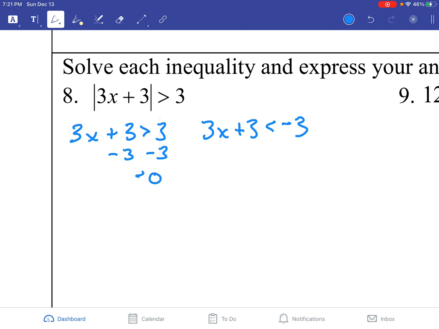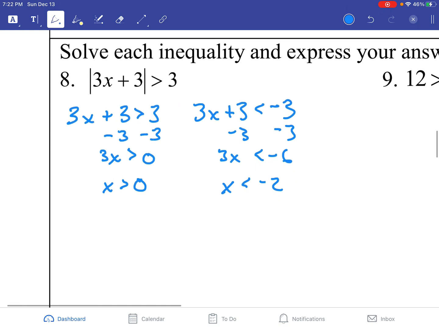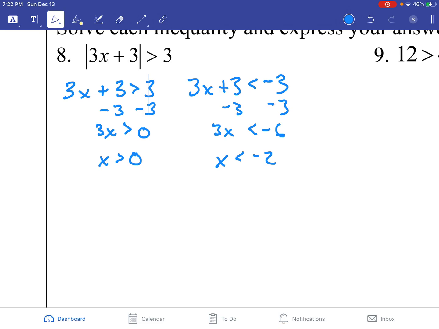Subtract 3 gets us 0. Divide by 3, and you will get, again, 0. You subtract 3, you get negative 6. Divide by 3, and you're going to get negative 2. Now, one quick thing. We are subtracting 3 in this second part of the problem. We are not dividing by negative 3. All right, so because you're subtracting, that doesn't change the inequality sign. If you were to divide by a negative number, it would flip the inequality sign. All right, now we've solved our problem.